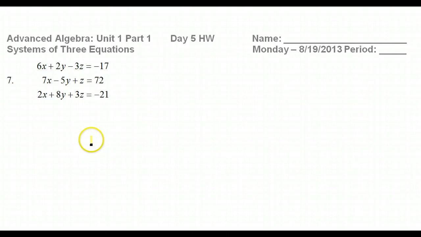Okay, let's go ahead and do problem number 7. Obviously, we're still working on solving systems of 3 equations and 3 unknowns. I am going to do this one by elimination.